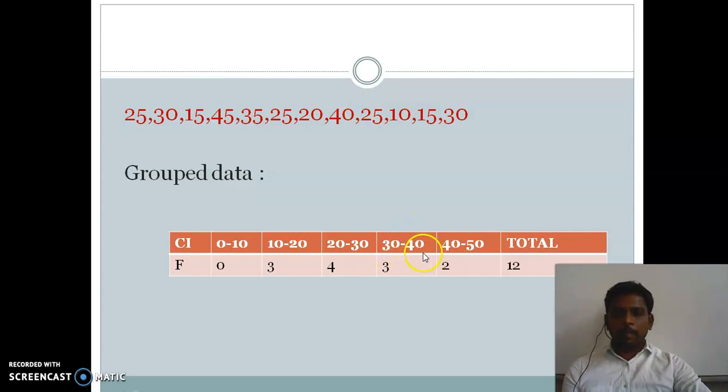And next, 30 to 40, start from 30 onwards, right? So 30 onwards and up to 39. So 30 appears 2 times, twice, and then 35 is also there, so totally 3. So here 3. And 40 to 50, start from 40 onwards and up to 49, right? So 40 is here and then 45 is also there, so totally 2. Suppose 50 is available here, then you can include the 50 also, because in the last interval you can include the upper limit also, right? So totally, 4 plus 3 is 7, 7 plus 3 is 10, 10 plus 2 is 12.